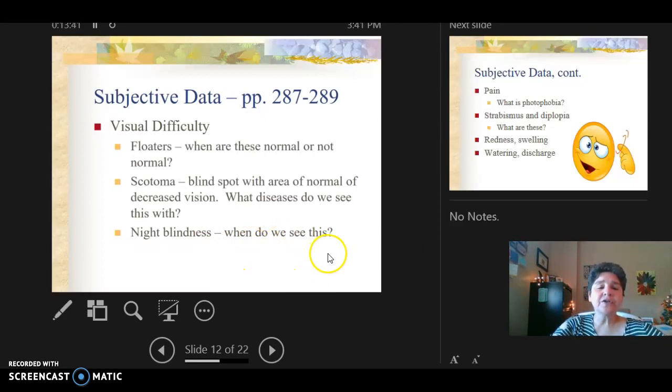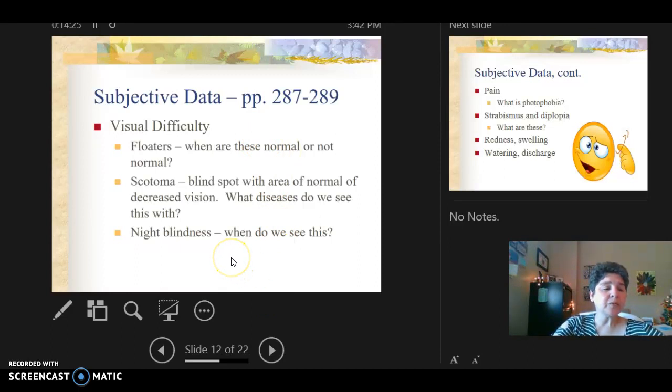We have something called a scotoma, which is a blind spot within the area of normal decreased vision. When it happens really suddenly, one of the diseases we see it with is retinal detachment. So the retina actually detaches from the eyeball, and these people will just have a black spot right in the middle of their eye, and they're not able to see around it. You can also see it with glaucoma and some of those other optic nerve disorders as well. And back to the floaters, these are not normal. Floaters can be a sign of a detached retina as well.